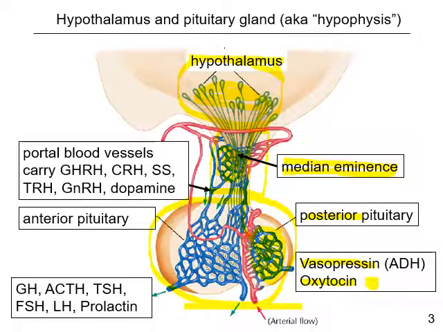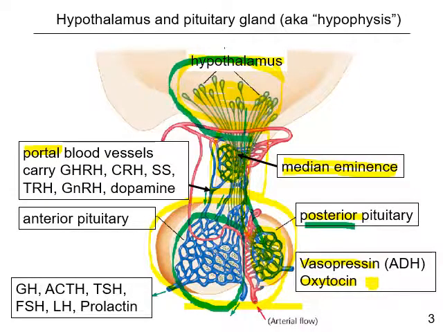And there is a circulation called the portal circulation that carries blood from the median eminence to the anterior pituitary. So the connection between the hypothalamus and the posterior pituitary is neuronal, but the connection between the hypothalamus and the anterior pituitary is via a blood flow. The portal circulation carries blood from the median eminence to the anterior pituitary and carries the hypothalamic hormones from the median eminence to the anterior pituitary.